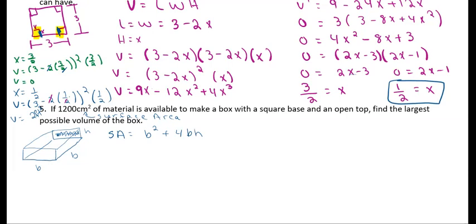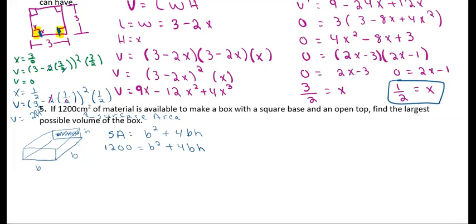All right, we know that we have 1,200 centimeters squared of material. So 1,200 is equal to B squared plus 4BH. So we got that started. We can't really solve for B in this one because we have B squared and we have just B. If I factored a B to the front, that wouldn't help because there'd still be a B stuck inside.